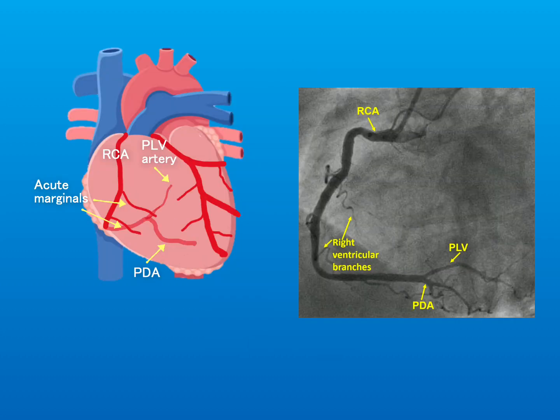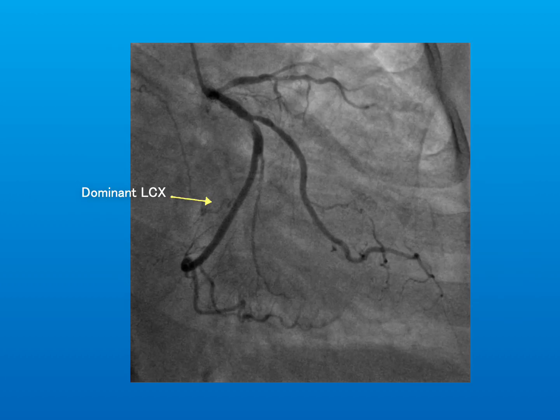That's the most common, and that's where the RCA gives rise to the PDA, the posterior descending artery, and also the left ventricular artery. But alternatively, in other circumstances, you can have a left dominant system where it will be the left circumflex artery that will represent the larger artery supplying the inferior wall. And then the other, as we discussed, was the wraparound or type 3 LAD.